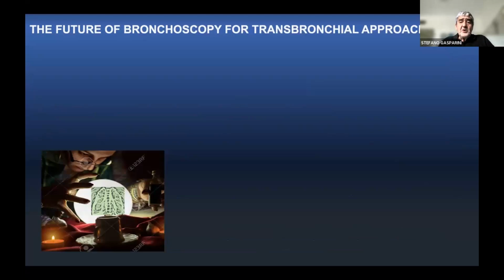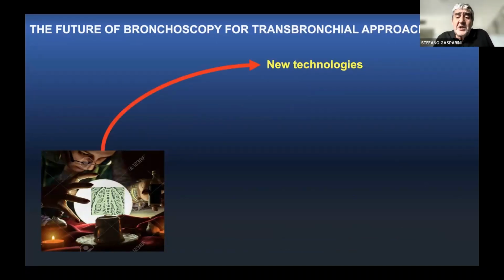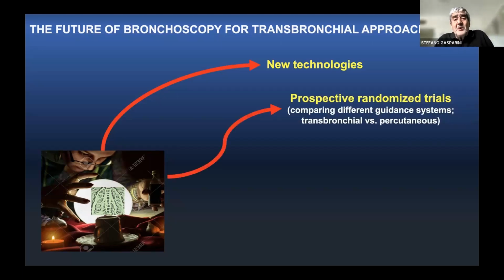technology. So in conclusion, the future of bronchoscopy for the transbronchial approach to peripheral pulmonary lesions is, of course, the advent of new technologies, and it seems that robotic bronchoscopy may help in this field. But we also need prospective randomized studies that compare the different guidance systems and that compare the transbronchial versus the percutaneous approach in terms of safety and diagnostic yield.